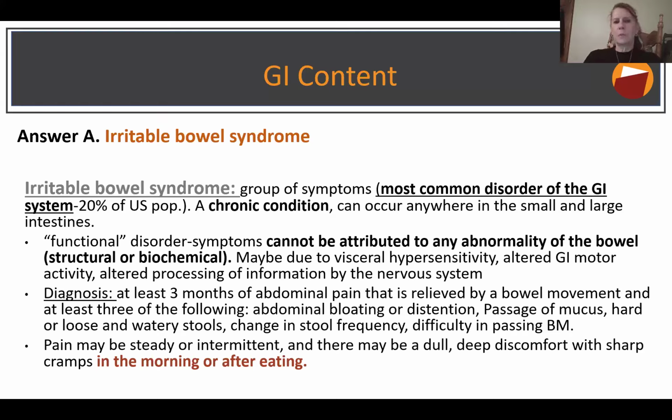Pain can be steady or intermittent. It's kind of a dull, deep pain with sharp cramps in the morning and after eating. So they have increased pain in the morning and with eating, but decreased pain after a bowel movement. And so a lot of people do have that irritable bowel.